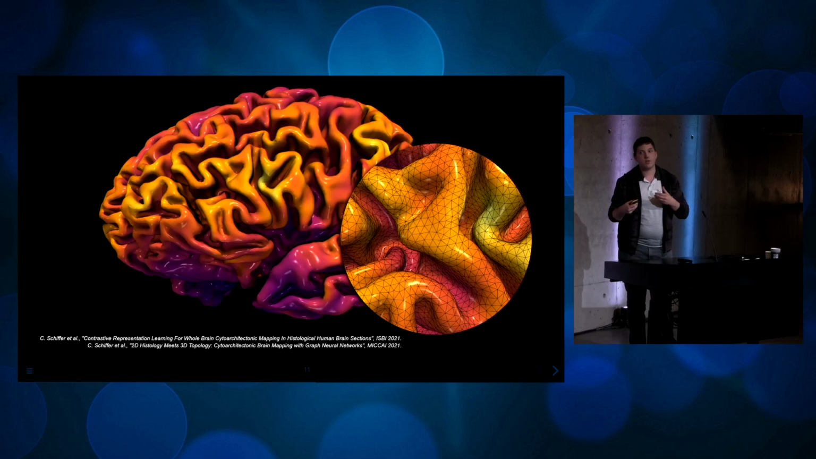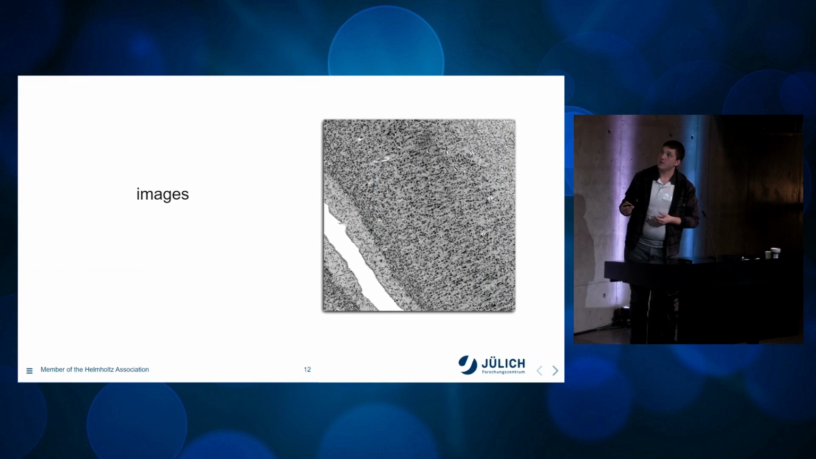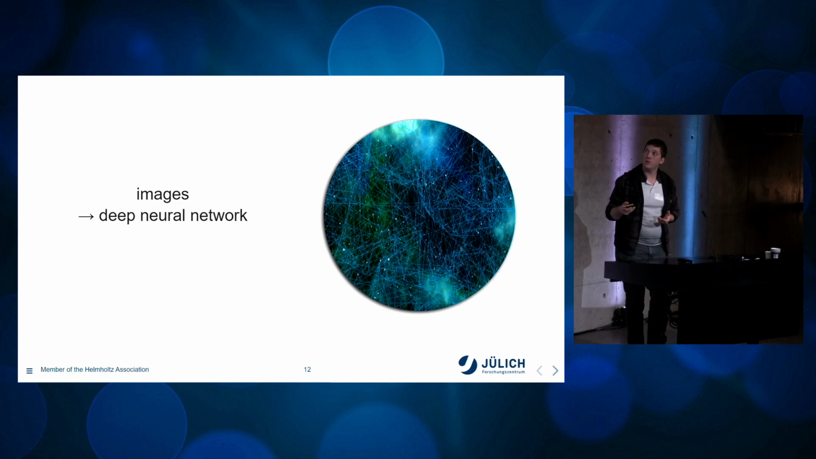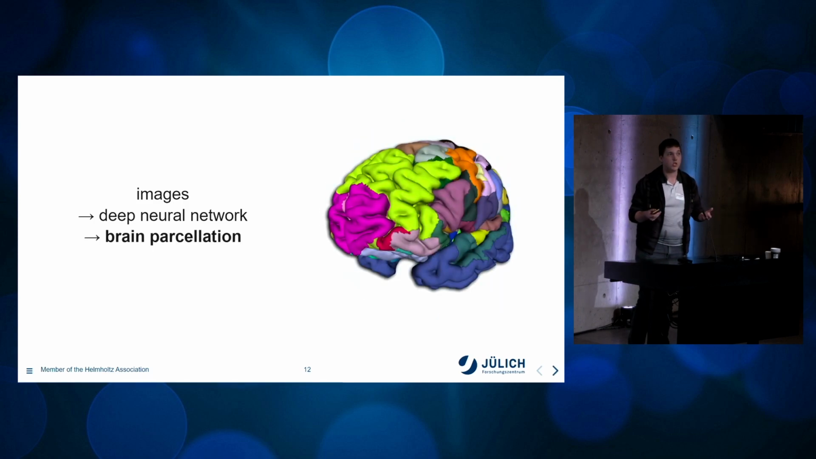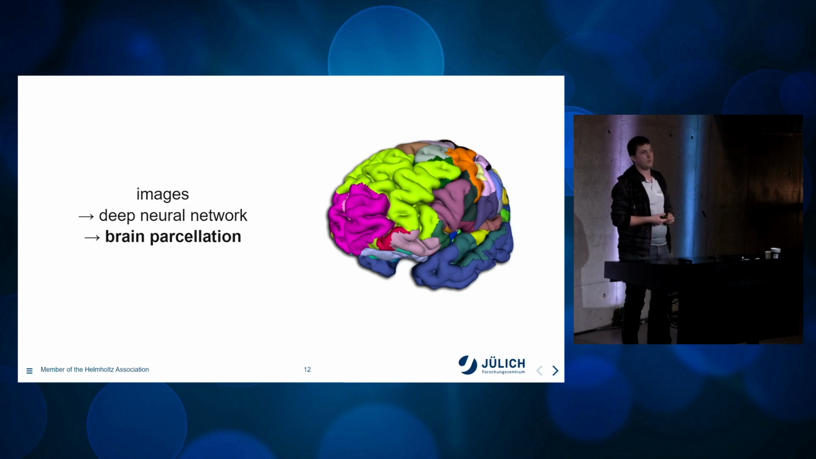Now let's have a look a little bit into what we plan to do in the future, or what I think would be good to do in the future. For this, let's conceptualize again what we are doing. We start with images, we give them to a neural network, and we get a parcellation, which is fine if we only want to do a parcellation.